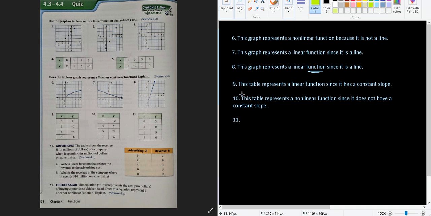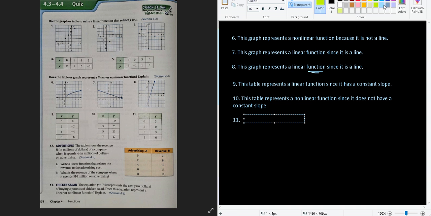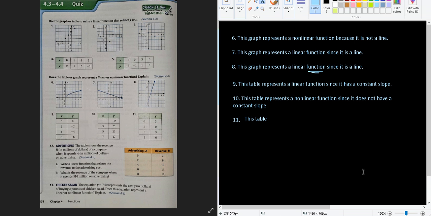All right, so number 11, I'm going to say, number 11, this table represents, again, I'll just copy it out of here. This table represents a nonlinear function since it does not have a constant slope. And there we go. All right, 12 and 13, the word problems.